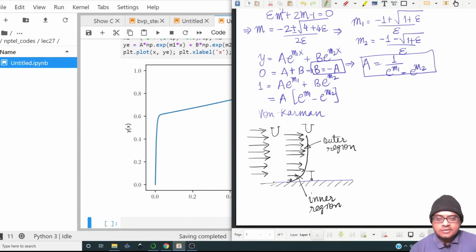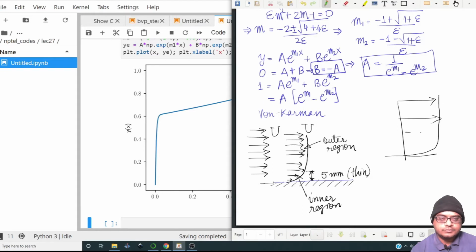And typically the thickness of the region over which the change happens is maybe 5 millimeters. It's quite small compared to the scale of the wing. For example, the wing could be several meters wide, so it's quite thin. So if we now plot the velocity profile at some location, we will have a rapid change in velocity, and then it will remain more or less constant, right? And this region near the wall is termed the boundary layer.